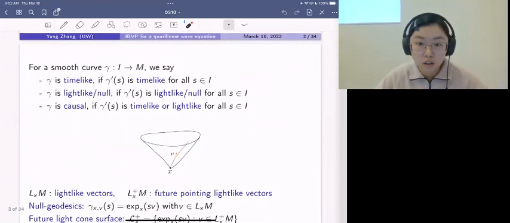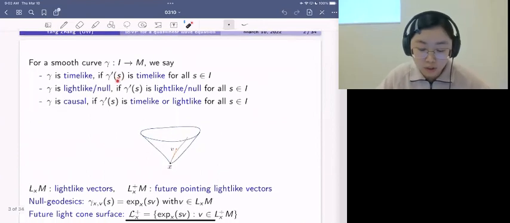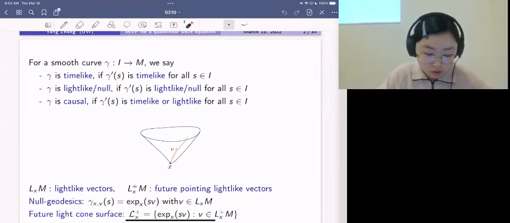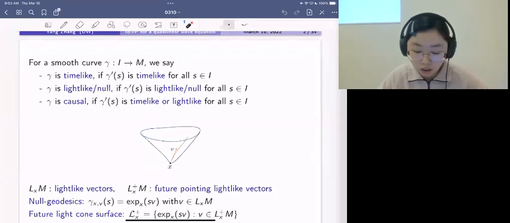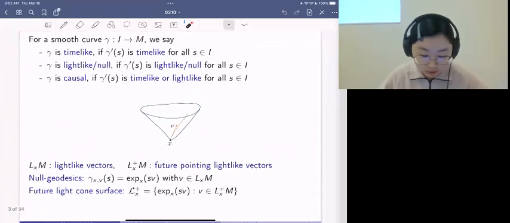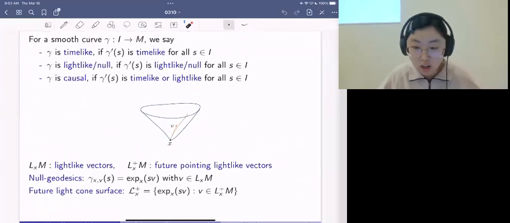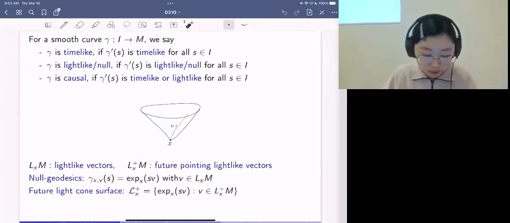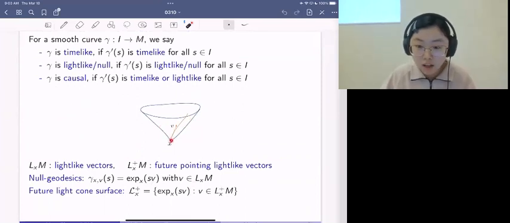We say a curve is time-like if its tangent vector is time-like in the interval that we consider. We say a curve is causal if its tangent vector is time-like or light-like. The geodesics whose tangent vector is light-like are called null geodesics. The future light cone surface at the point x is a union of all future-pointing null geodesics starting from the point x.